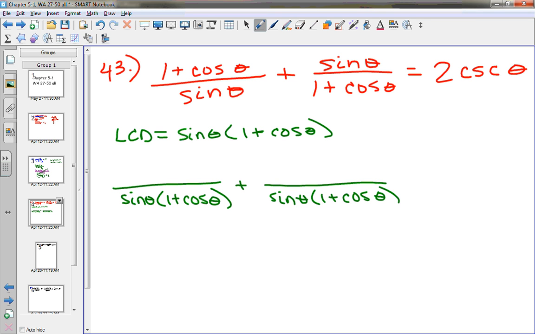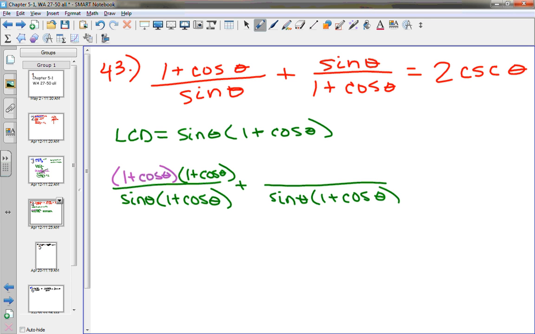So what can I multiply sine of theta by to get that new denominator? So I'm going to drop down my 1 plus the cosine of theta from the original one, and then I'm going to multiply it by another 1 plus the cosine of theta. Why am I doing that? What you do to the bottom, you do to the top. Excellent job. So now, go to the next one.